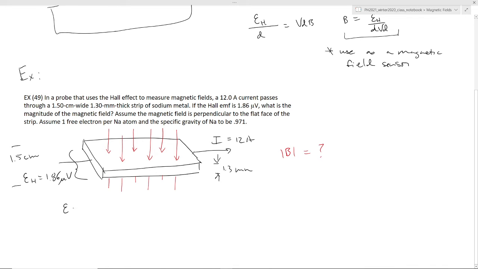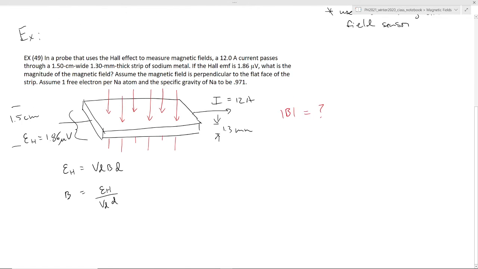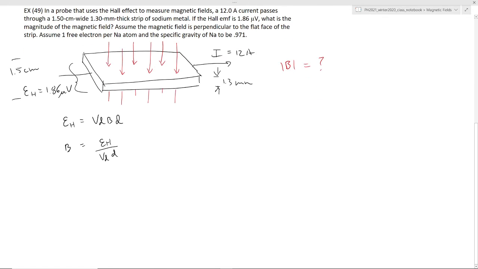Our relationship that we just derived was that the Hall EMF looks like the drift velocity times B times the thickness, the width of the strip. We're going to solve this for B. We know the width, we know the EMF. The thing that we need is the drift velocity. So what is drift velocity again? We can look back to section 25.8.